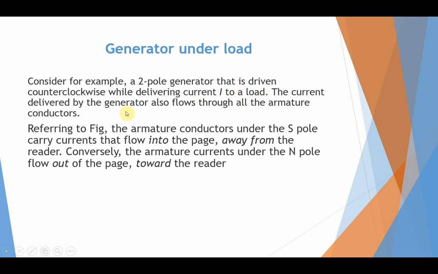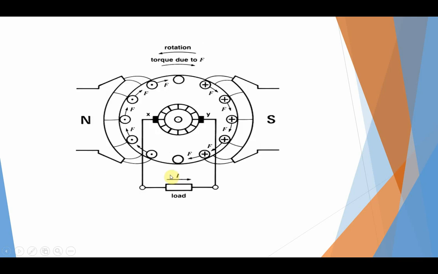The current delivered by the generator also flows through all the armature conductors. Referring to the figure, the armature conductors under the S pole carry current that flows into the page, away from the reader, and the armature current under the north pole flows out of the page towards the reader. This is a simple two-pole generator, north and S pole. This is the armature or the rotor part that rotates in this magnetic field, and this is the load connected with this generator.